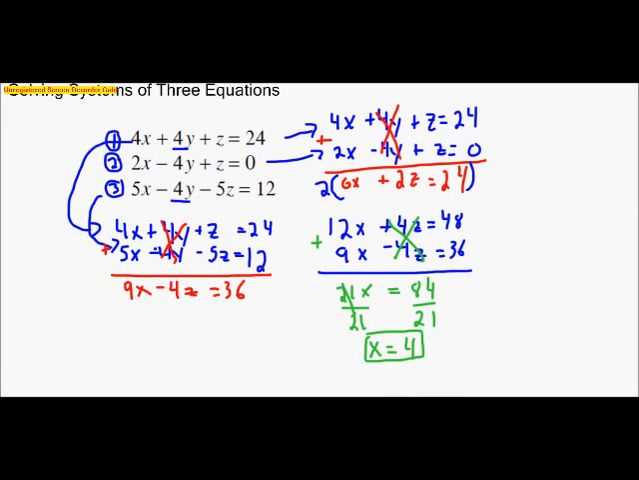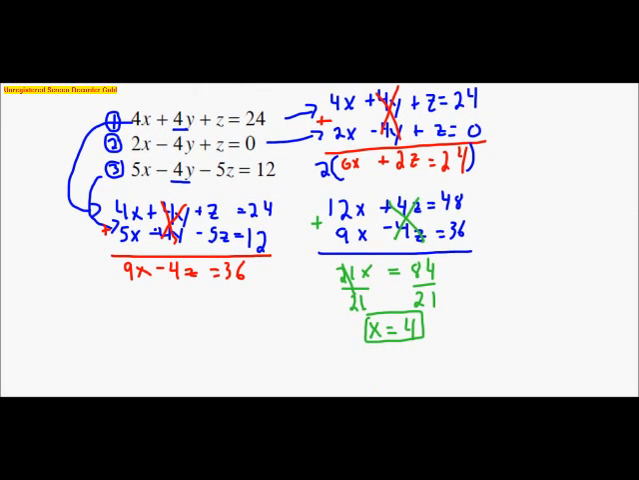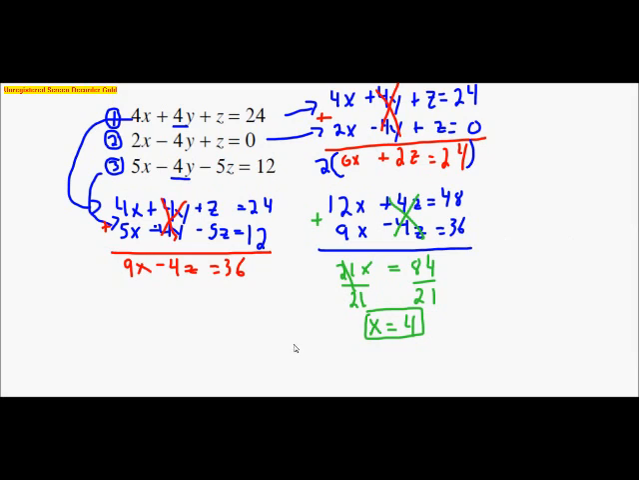Here we go. We just found x, and so now what we need to do is find either y or z. It really doesn't matter what order you find the variables in. It just happens that we found x first. You can find z first or y first. It really doesn't matter. And so let's go on.